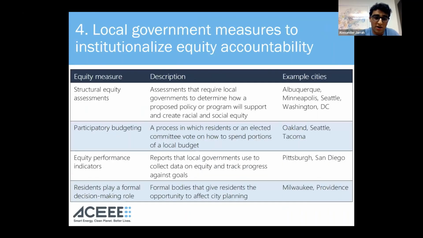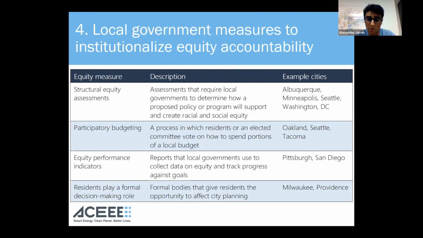So the last section, as a reminder, this is not energy specific, but it highlights 4 key strategies. Structural equity assessments. These are assessments that require local governments to determine how a proposed policy or program will support and create racial and social equity. And as you can see, we have Albuquerque, Minneapolis, Seattle, and Washington, D.C. as examples. Participatory budgeting, which is a process in which residents or an elected committee vote on how to spend portions of a local budget.